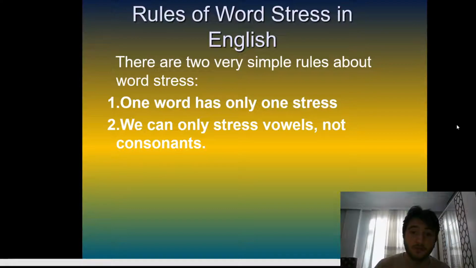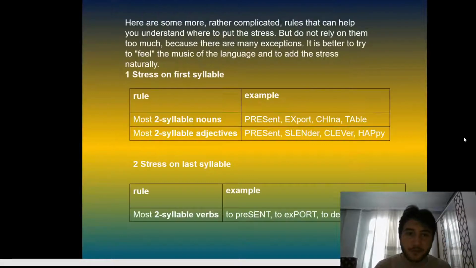Rules of word stress in English. There are two very simple rules about word stress. One word has only one stress. And second, we can only stress vowels, not consonants.